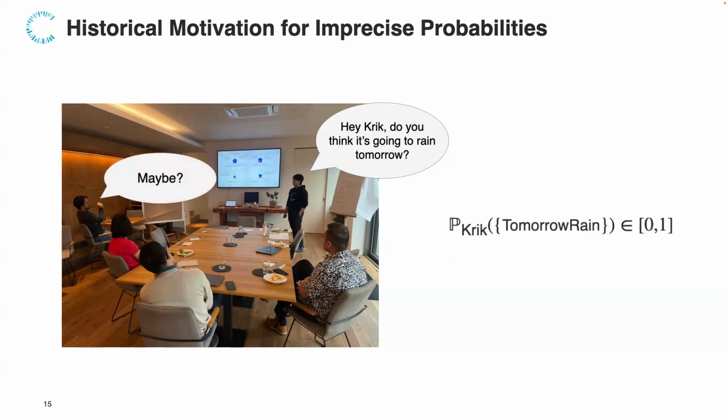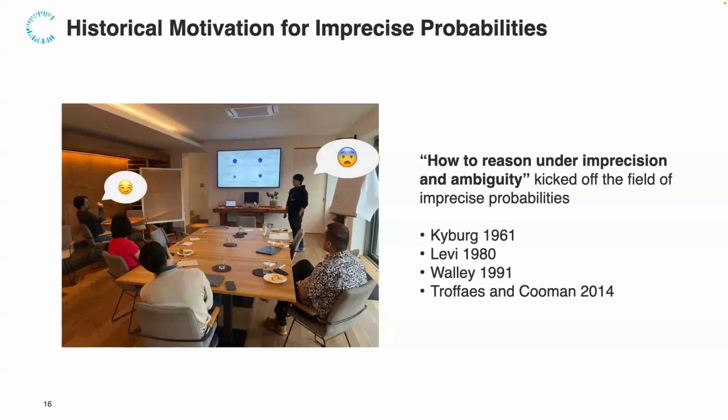And sometimes Crick is very fun. He will say maybe. Then in this case, I have no information to talk about his belief; it's anything between 0 and 1. How to reason under imprecision and ambiguity is the motivation behind the field of imprecise probabilities, with these giants having laid out the foundation of the work. And there will be Michele 2000 something in the future.